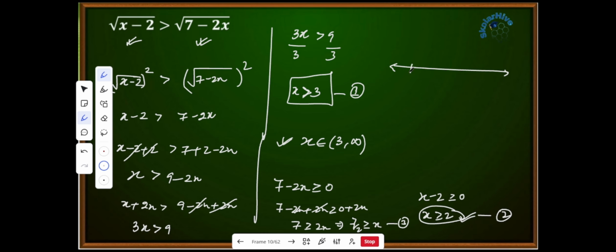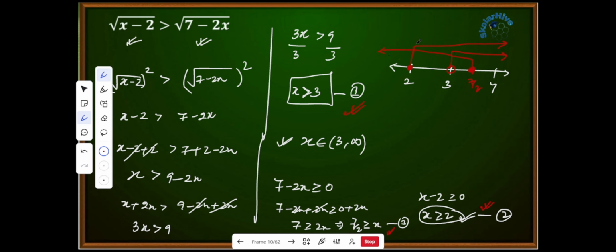So over here, let's say this is 2, this is 3, this is 4. From the first expression, the values of x should be greater than 3. Now from the second equation, the values of x should be greater than or equal to 2. Greater than or equal to means this should be shaded. Now from the third one, it should be less than or equal to 7 by 2. 7 by 2 is nothing but 3.5. So here this is 3.5, and this is equal to also, so the values of x should be less than or equal to this.